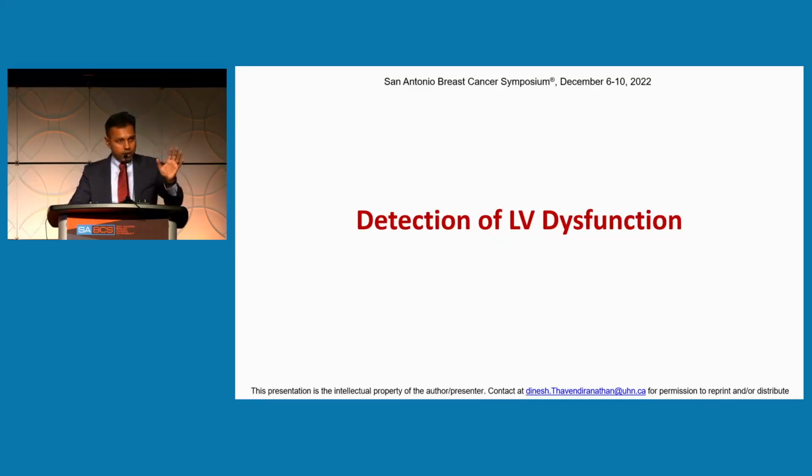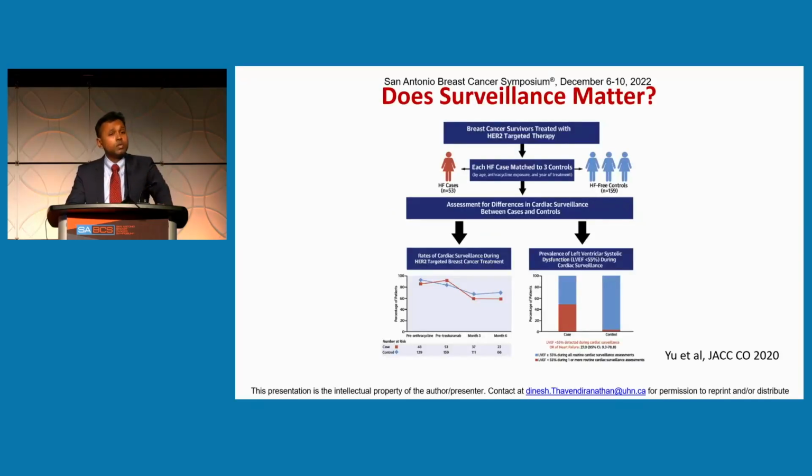So I've shown you that cardiotoxicity is a problem, primary prevention specific for heart failure an issue. So then how do we detect left ventricular dysfunction when it occurs in patients? And this is through surveillance. So the first question is, does surveillance matter?